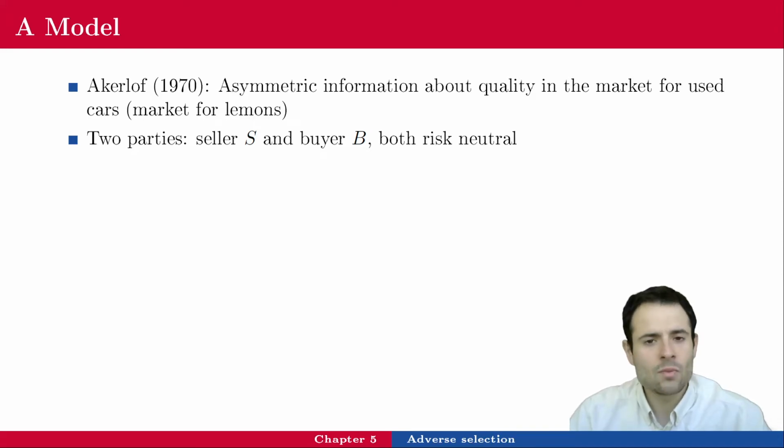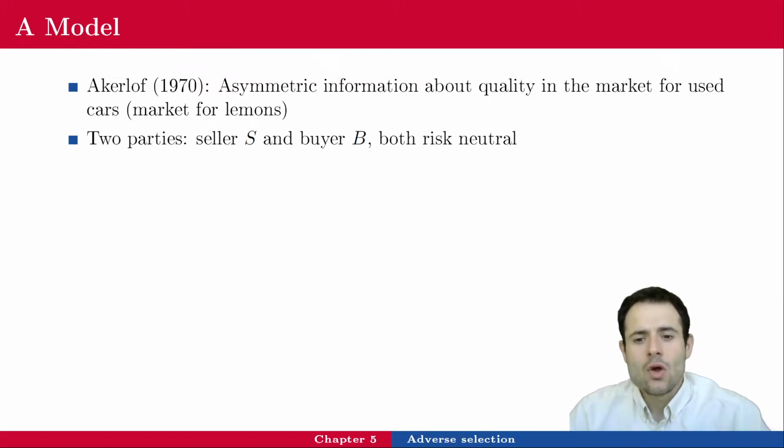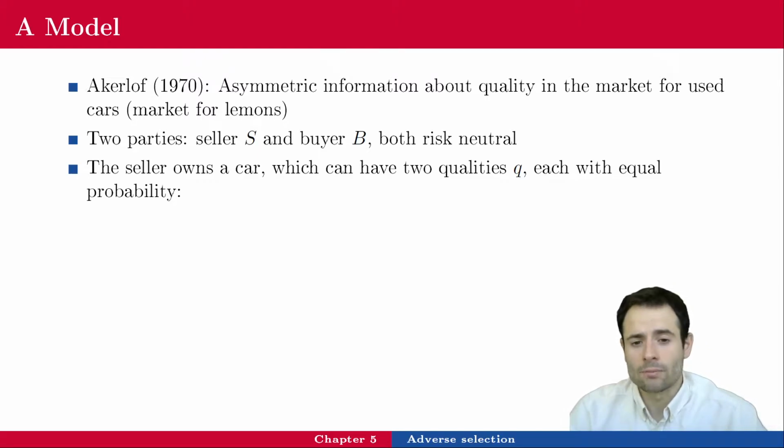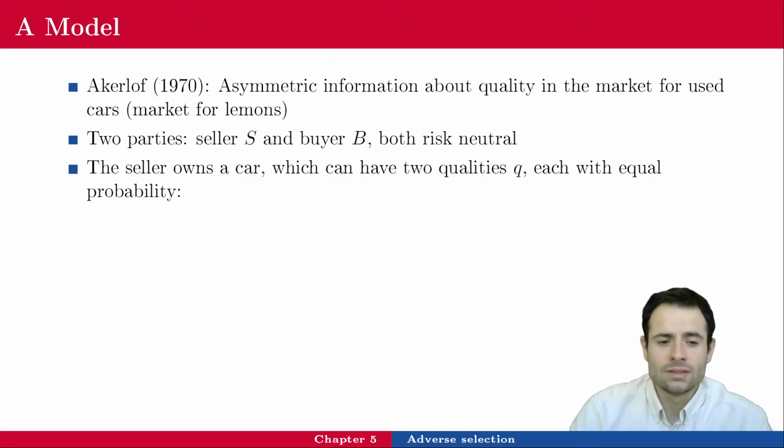So let's start with two parties. We have a seller S and a buyer B. They are both risk neutral. Making them both risk neutral is just going to make the computations easier. But if they were risk averse or risk loving, things would be exactly the same. The seller owns a car, so it is a used car. The car can have two possible qualities, and each quality can happen with equal probability.